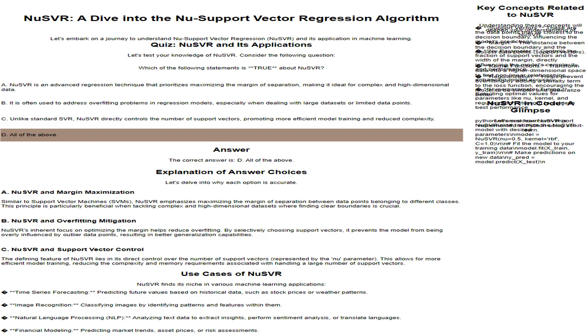Regularization helps prevent overfitting by adding a penalty term to the loss function, encouraging the model to be simpler and generalize better to new data.